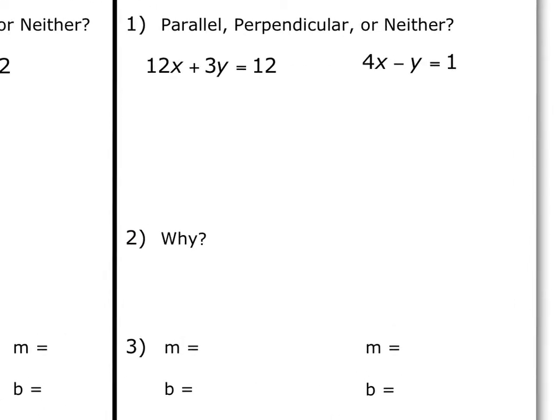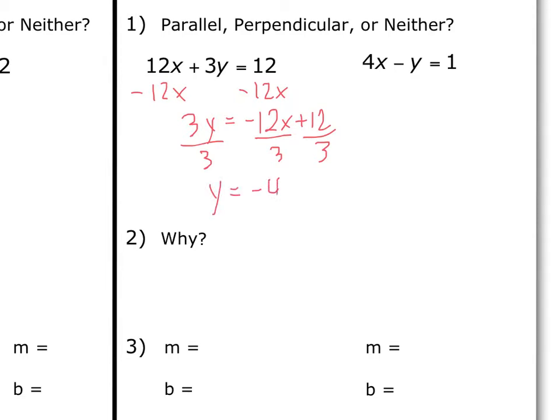We have parallel, perpendicular, or neither, and we're going to have to solve for y. Okay, so let's go ahead and do that. To solve for y, we've got to get the x's on the other side. So we would have then 3y equals -12x plus 12. Then, to undo that multiplication, we would have to divide each term by 3. So that would in effect give you y equals negative 4x plus 4.